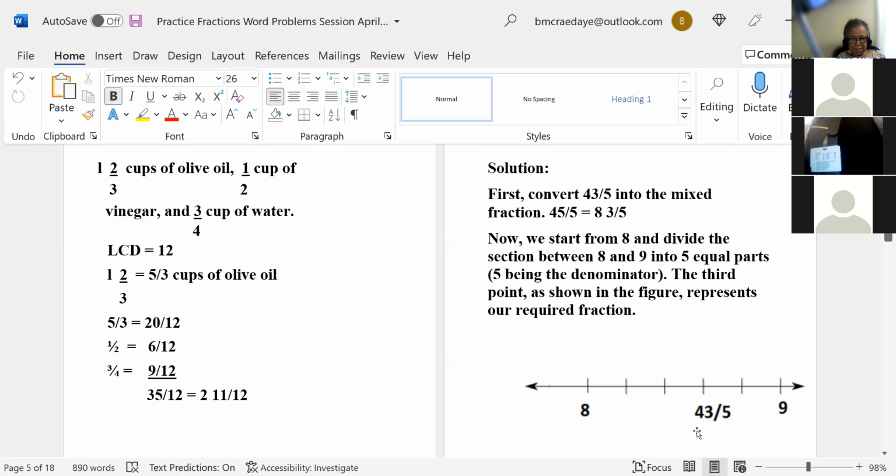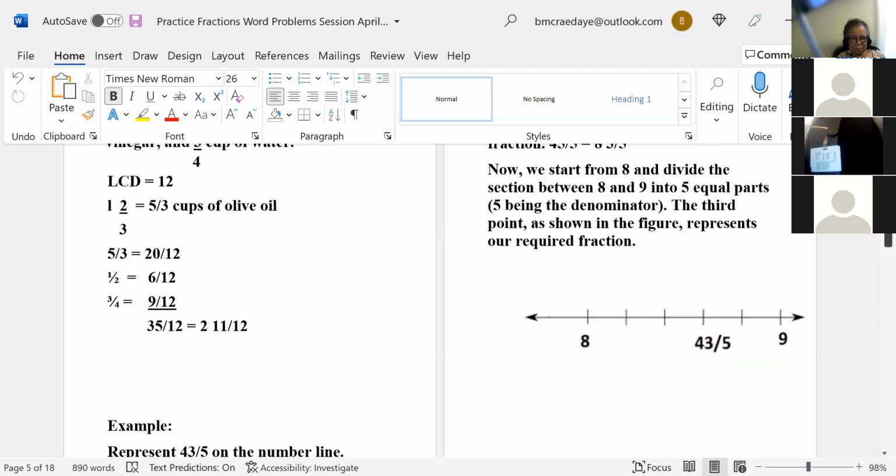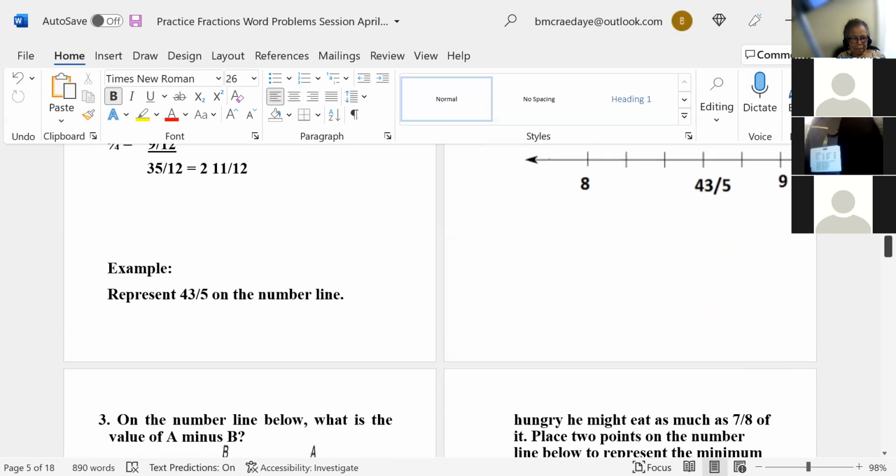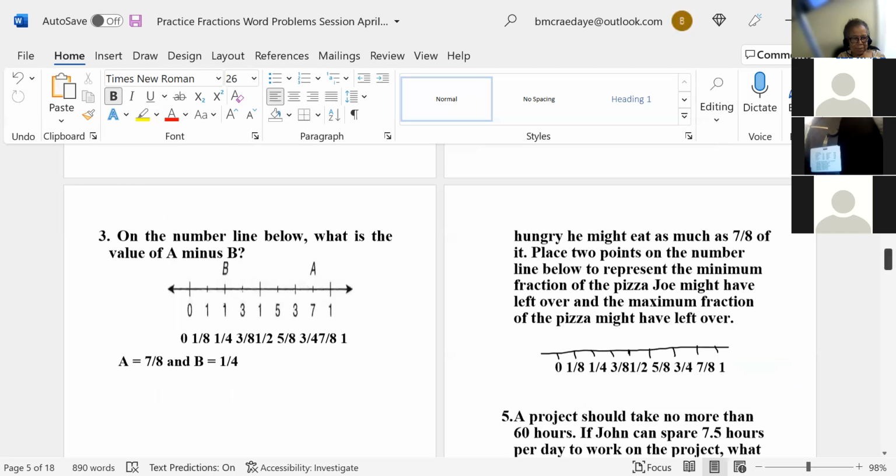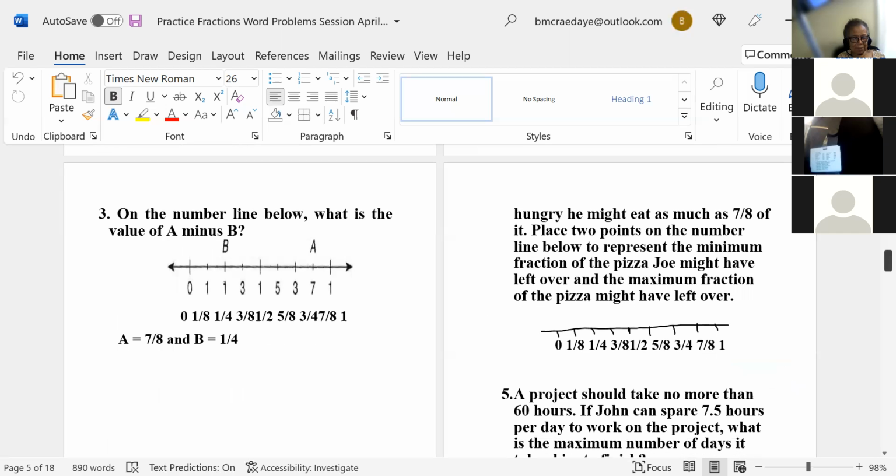There's the 9. So when you count, that's 1/5, 2/5, 3/5, and that's what we got as our mixed fraction, 8 and 3/5, which is the same as the improper fraction, 43/5. Got it? All right, let's look at the next word problem. This is another one, number line.